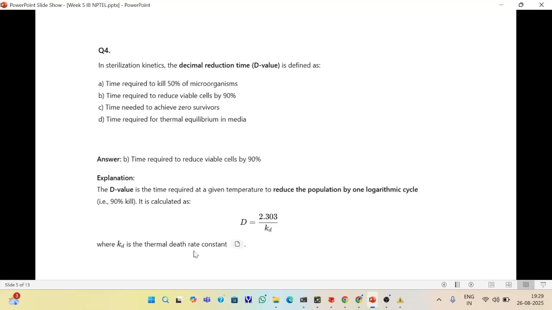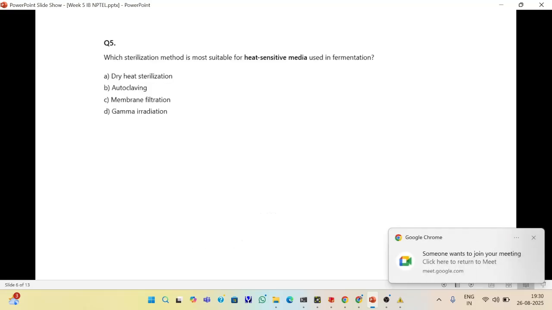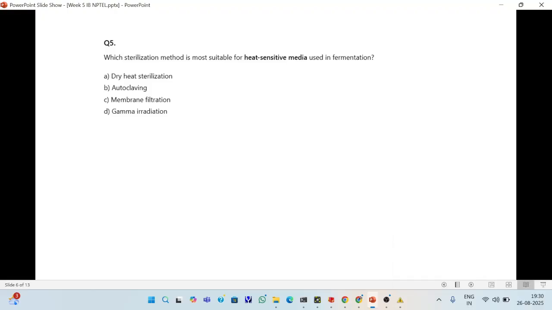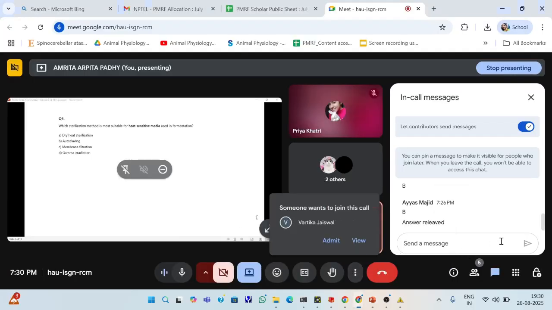So what is kd here? Kd is the thermal death rate constant. Okay, I hope this is clear. Moving on to the next question. Which sterilization method is most suitable for heat sensitive media used in fermentation? Dry heat sterilization, autoclaving, membrane filtration, gamma irradiation. Start answering.